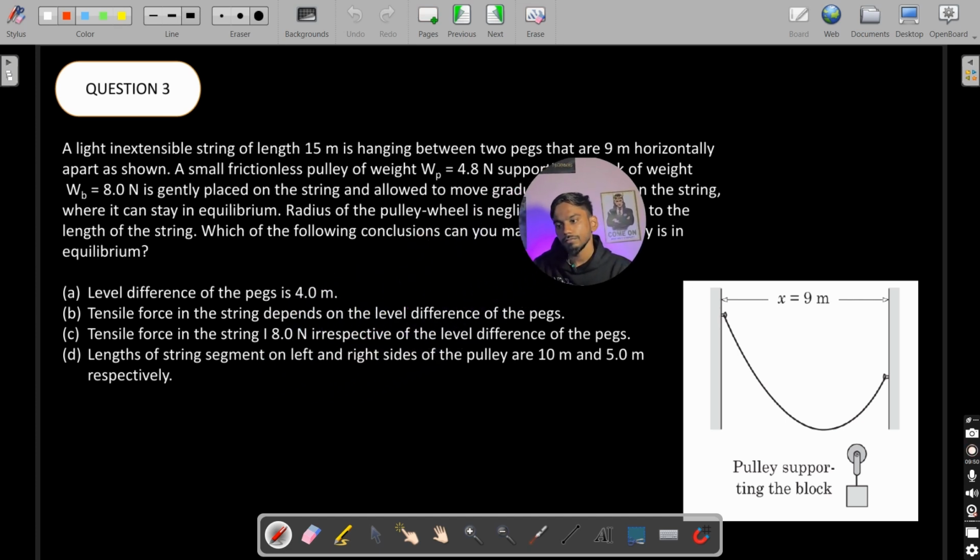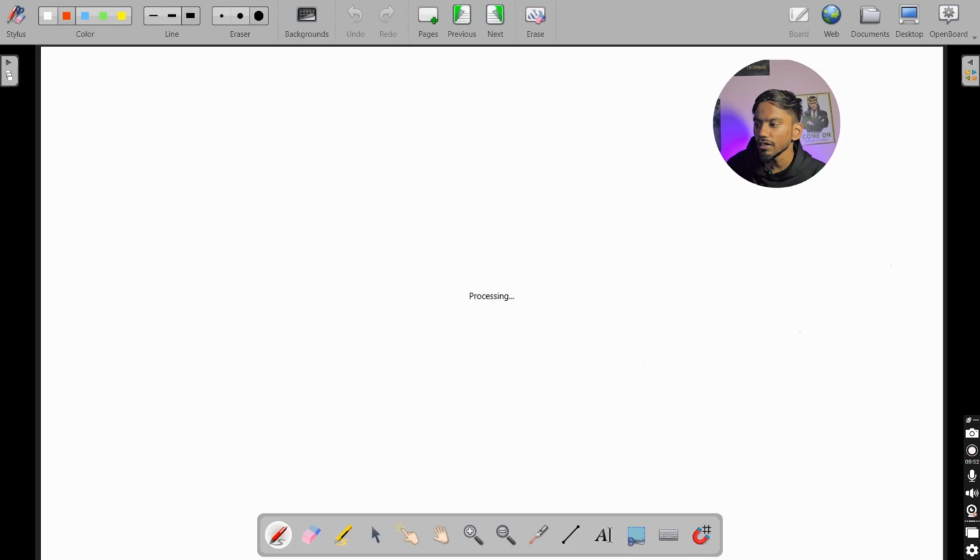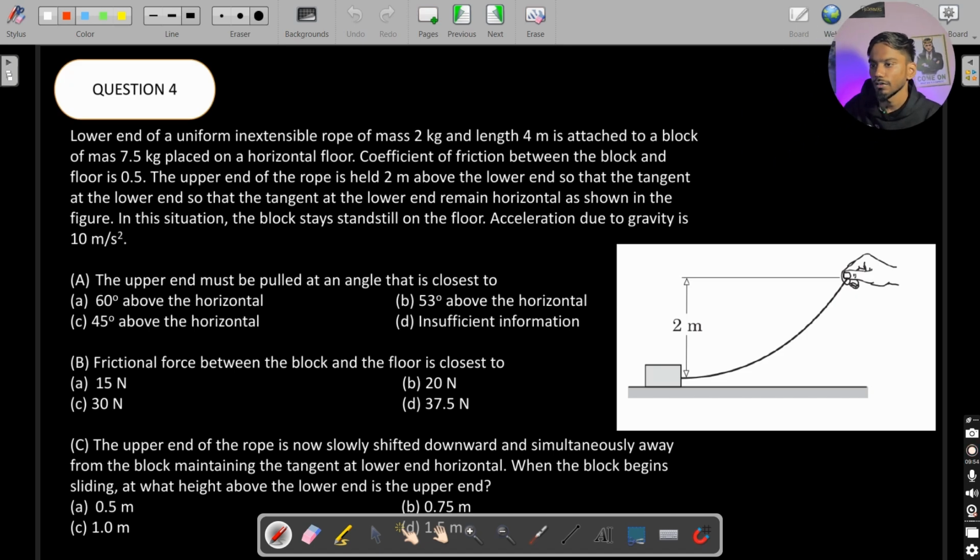Before solving this particular question, let's solve this particular paragraph. Lower end of a uniform inextensible rope of mass 2 kg and length 4 meters is attached to a block of mass 7.5 kg.